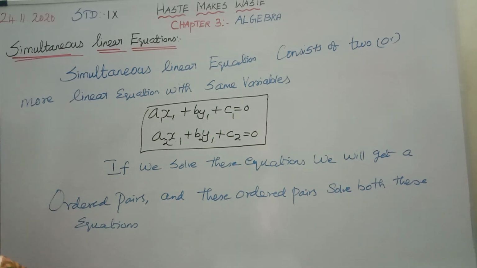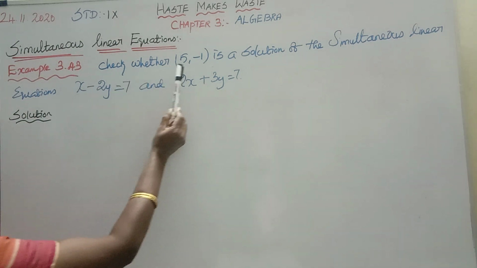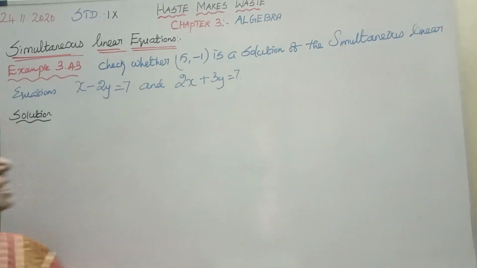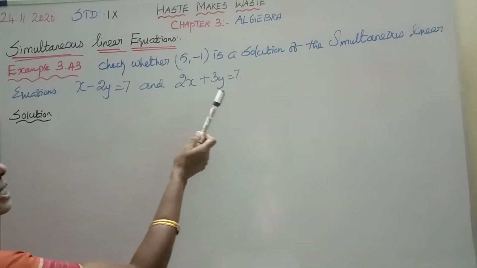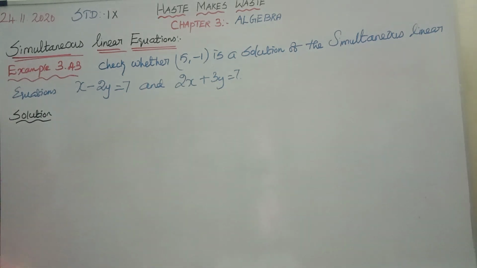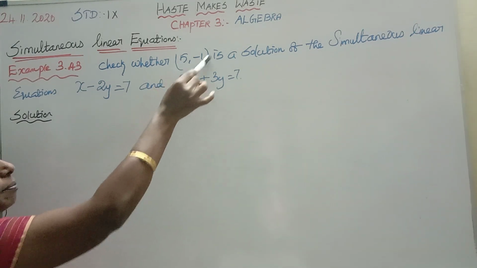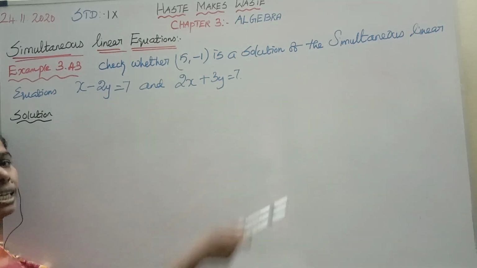Next we are going to see an example sum, only then will you understand this. So the next example is your book example. Example 3.43: check whether (5, -1) is a solution of the simultaneous linear equations x minus 2y equal to 7 and 2x plus 3y is equal to 7. They have given the ordered pair.